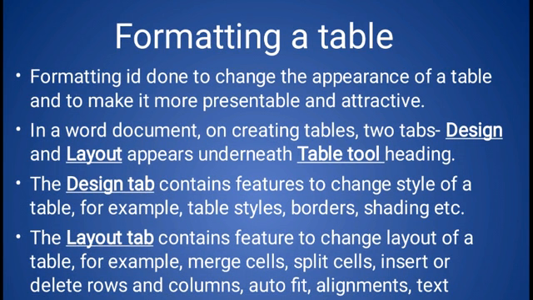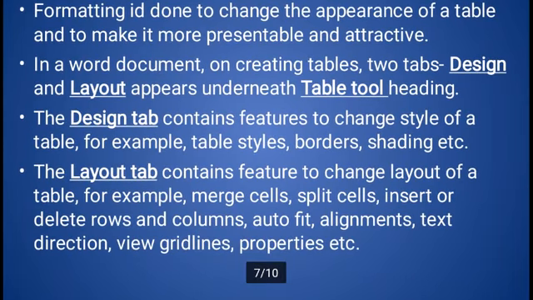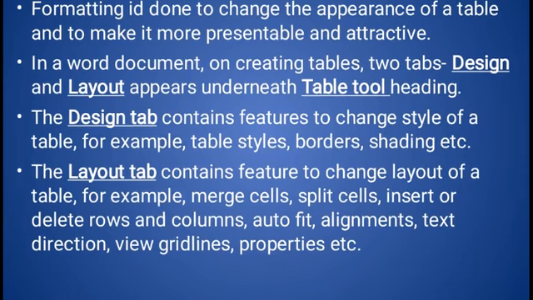Formatting is done to change the appearance of a table and to make it more presentable and more attractive. In a Word document, on creating a table, two tabs, Design and Layout, appear underneath the Table Tools heading. After creating a table, you can see two additional option tabs: Design and Layout. The Design tab contains features to change the style of a table, for example table styles, borders and shading.